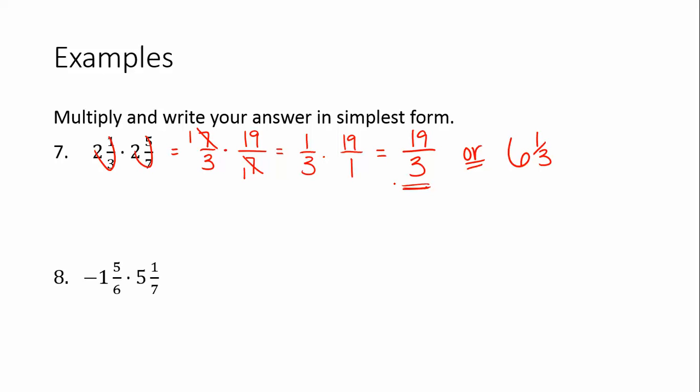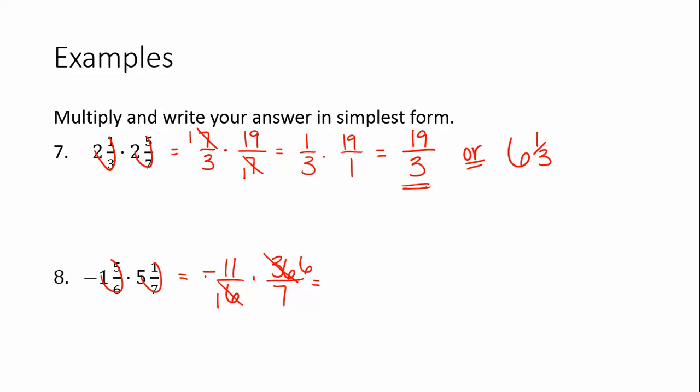Example 8, again we have two mixed numbers, so we want to use the candy cane method to change them into improper fractions. 1 times 6 is 6, plus 5, we have a negative 11/6, times 5 times 7 is 35, plus 1 is 36/7. Again, I can cross-cancel. 6 goes into 6 once, 6 goes into 36 6 times. Once I got all my cross-canceling done and I can't reduce anywhere else, I multiply across the top.